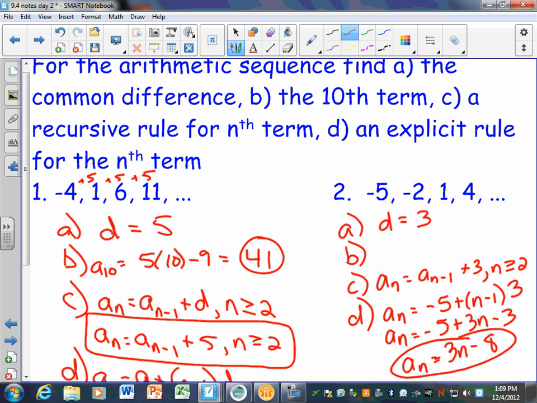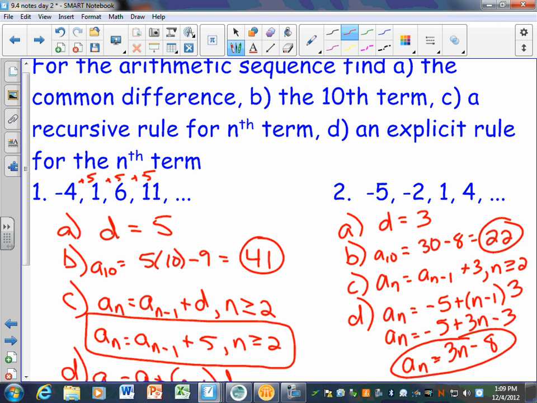The recursive one, don't get thrown off by it. Just make sure you use the formula. It's just a sub n equals a sub n minus 1 plus your common difference, which in this case happens to be 3, but you do have to say n is greater than or equal to 2. Your explicit one should work out really nice most of the time, and I think if you simplify that right, I got 3n minus 8, and again, that's what I'm going to use to go back to part B to find the 10th term. That one would be 30 minus 8, or 22. Explicit formula is very nice to have. Questions about that?